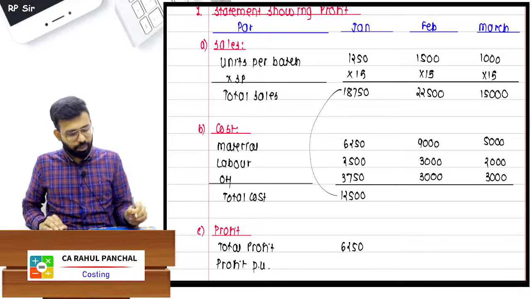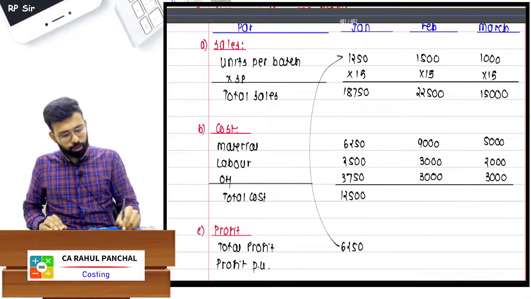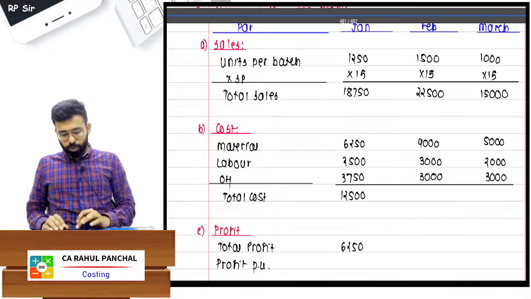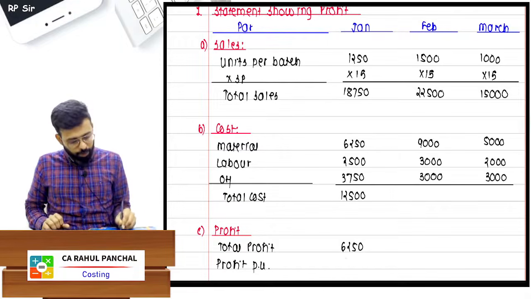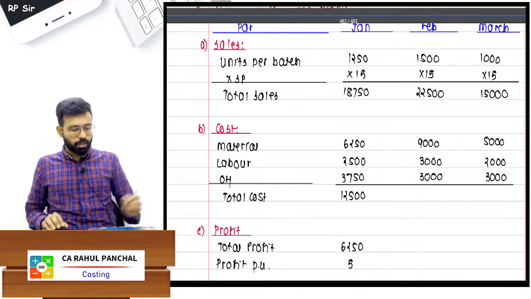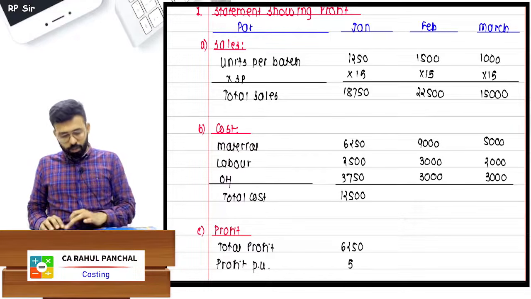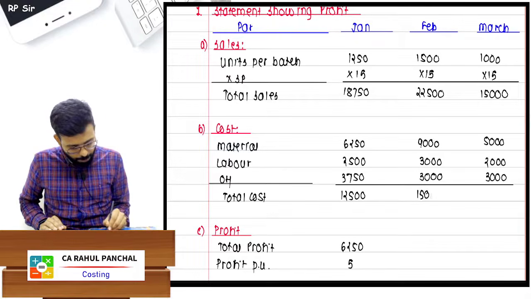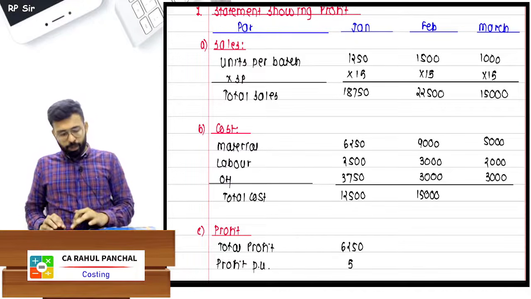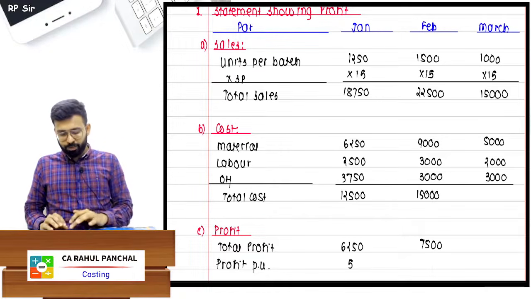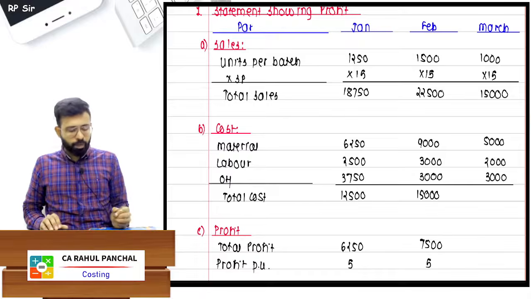6250 is a profit, difference of 2, and 6250 is a profit for how many units? 1250 units in one batch. So profit per unit will be 5 rupees. Here we go: 9,000 plus 3,000 plus 3,000, that will be 15,000, minus 22,500, which is sales. You are going to earn 7,500 rupees as a profit for 1500 units. So per unit profit will be 5.